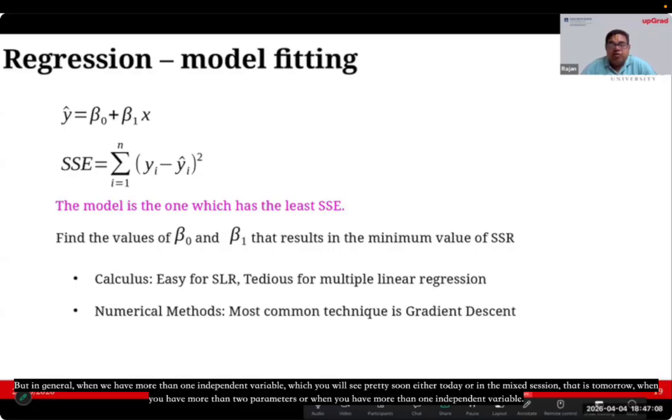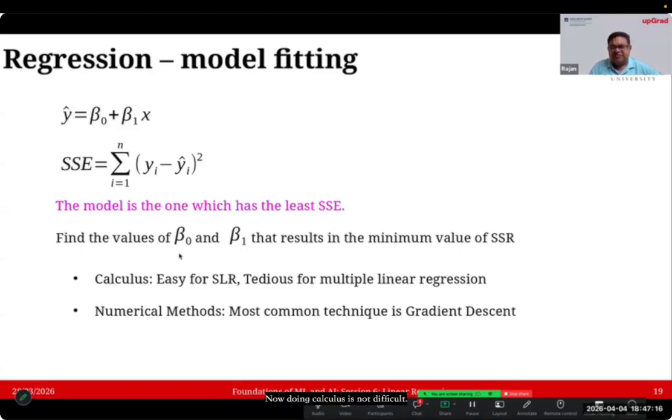Okay. When you have more than 2 parameters, or when you have more than one independent variable, doing calculus is not impossible, but it's quite difficult and very tedious. So what people generally do is resort to numerical methods.